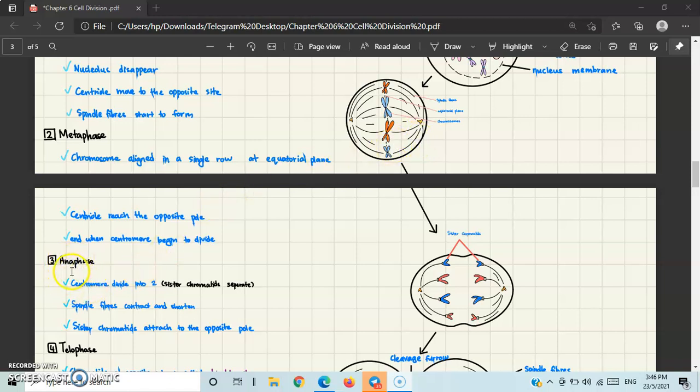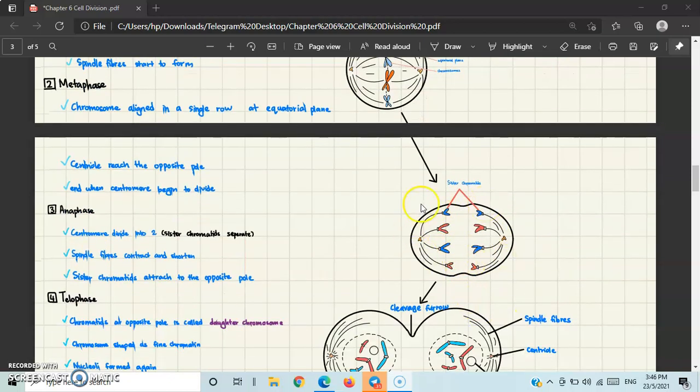The third phase is anaphase. This is the diagram of the anaphase. What happened here? The centromere divides into two, and the sister chromatids separate. This is the centromere here. It divides into two and the sister chromatids separate.